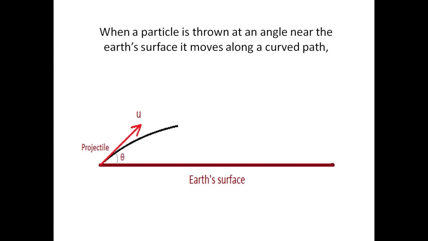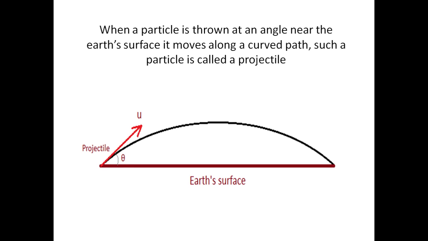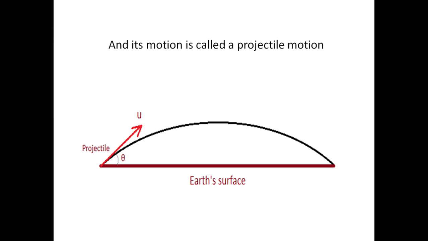Today we shall discuss all about projectiles. Now what is a projectile? When a particle is thrown at an angle near the Earth's surface, it moves along a curved path. Such a particle is called a projectile, and its motion is called a projectile motion.